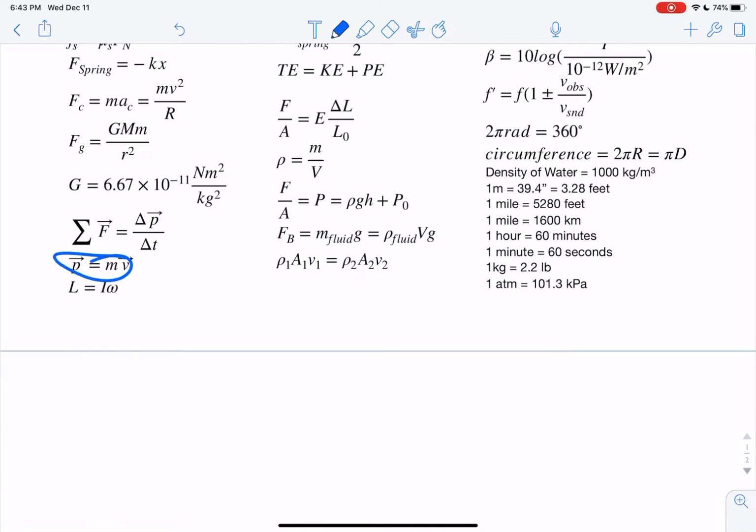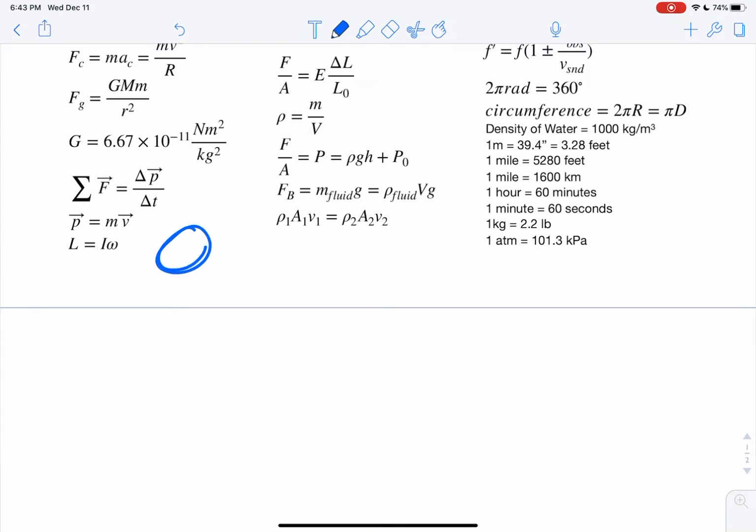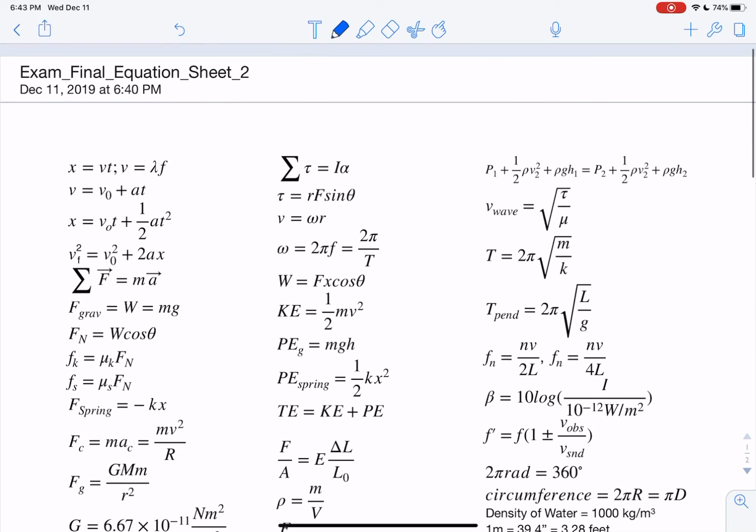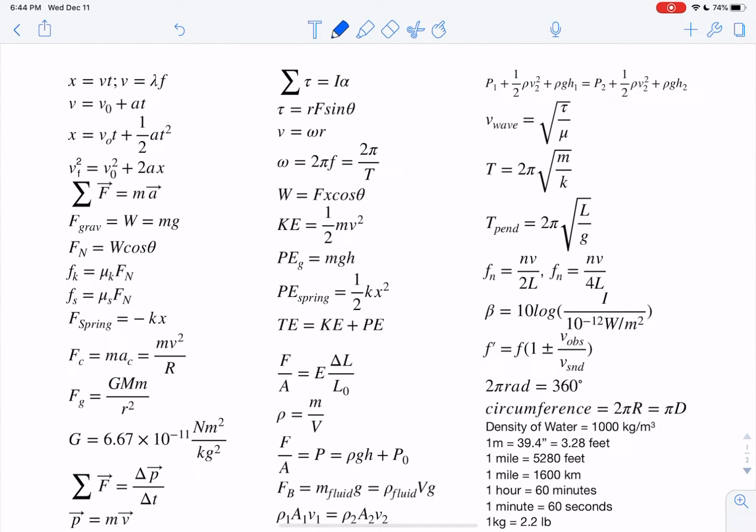is the same thing as the change in momentum, because momentum is mv, and then angular momentum is I omega. So if something's rotating with a certain moment of inertia at a certain angular velocity, omega, then it has angular momentum. If you add up all the torques on an object, you get an angular acceleration if it's not balanced, and the net torque gives you I alpha.